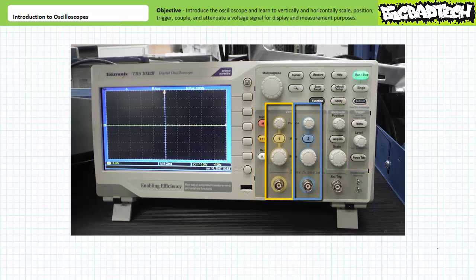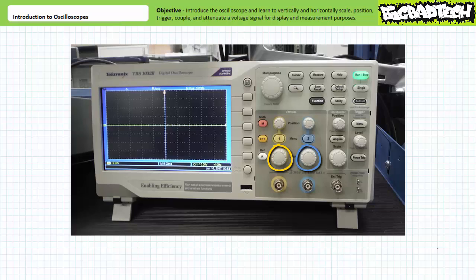The vertical group consists of 2 channels, channel 1 in yellow on the left and channel 2 in blue on the right. This oscope is dual channel, meaning it can simultaneously display 2 voltage waveforms on a single horizontal time axis. These channels are part of the vertical group, since the vertical or y-axis is in units of volts.